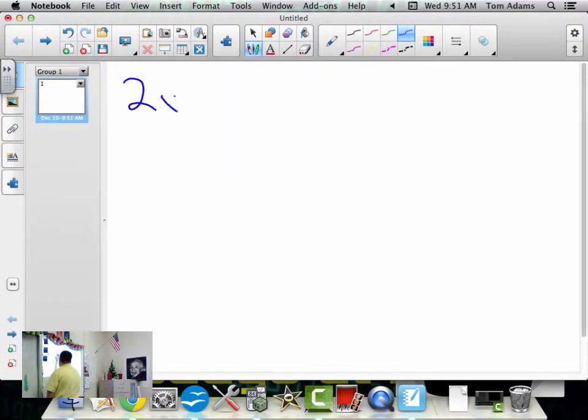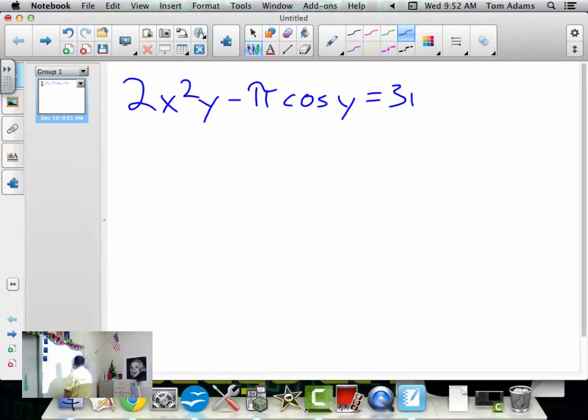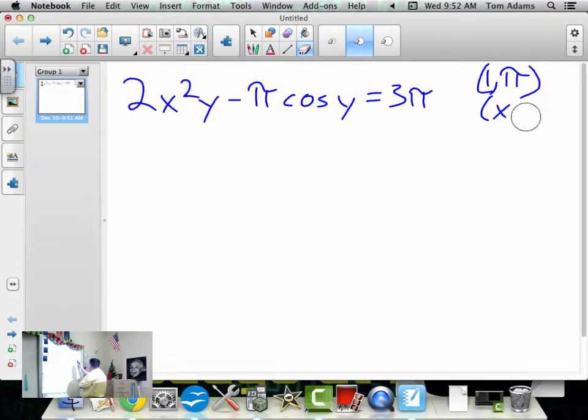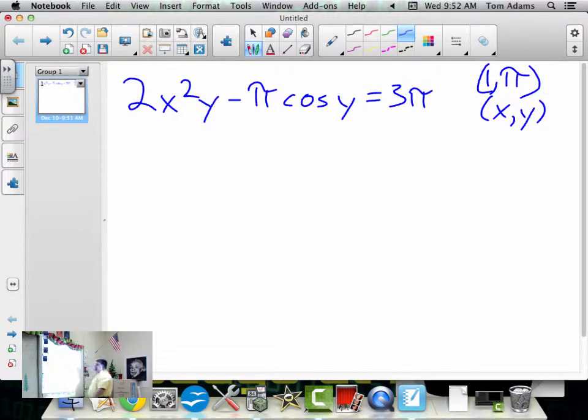Okay, so 2x squared y minus pi of cosine y equals 3 pi, slope at 1 comma pi. So this is the point that they're interested in. This is a function, and we want to find the slope that occurs at this point, right? So this right here is like an x comma y. This is a point that occurs on that curve.